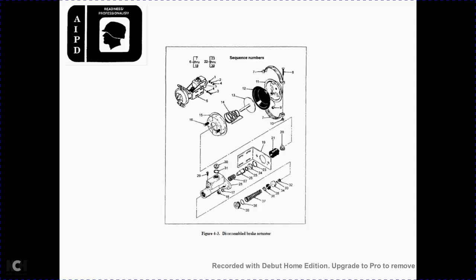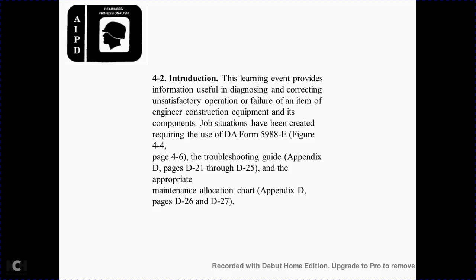Disassemble the brake actuator, sequence numbers, introduction. The learning event provides the information for the diagnosis and correcting of unsatisfactory operation, failure and items with the engine care instruction, equipment, and components for the job situation, with the requirement of the DA Form 5988E, the troubleshooting guide and the appropriate maintenance allocation chart.